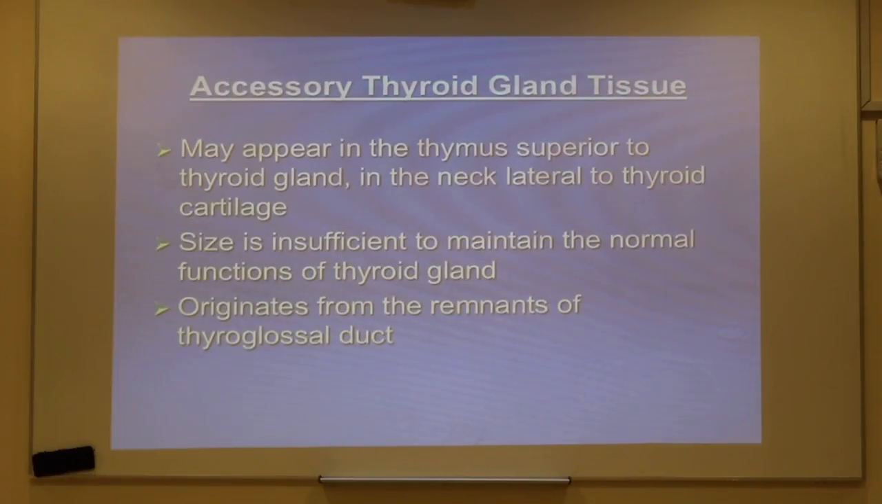There might be accessory thyroid gland tissue, which may appear in the thymus, superior to the thyroid gland, in the neck, lateral to the thyroid cartilage. Its size is sufficient to maintain normal thyroid function. It originates from the remnants of the thyroglossal duct.